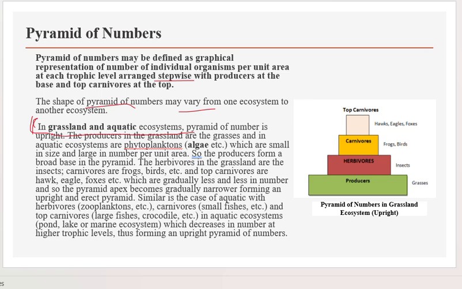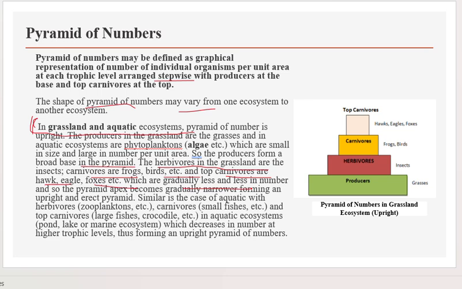Obviously in a grassland ecosystem, the producers are grasses and their numbers are very high. Whereas in the aquatic ecosystem, the producers, or the first trophic level, are phytoplankton, that is algae, which are small in size but large in number per unit area. So the producers form a broad base in the pyramid, and then the herbivores in the grassland are insects. Then the secondary carnivores, frogs and birds. Then the top carnivores, hawks, eagles, etc. They are fewer in number at the top trophic levels.